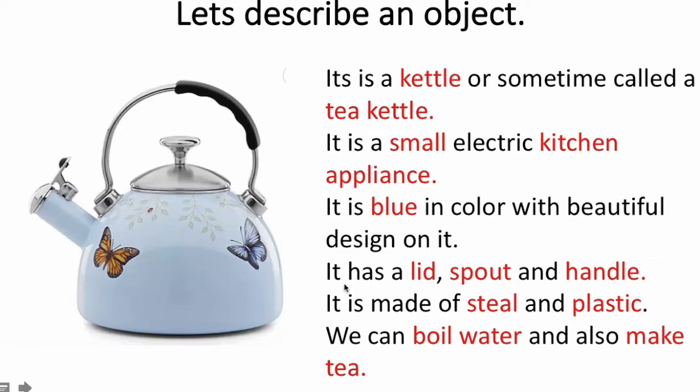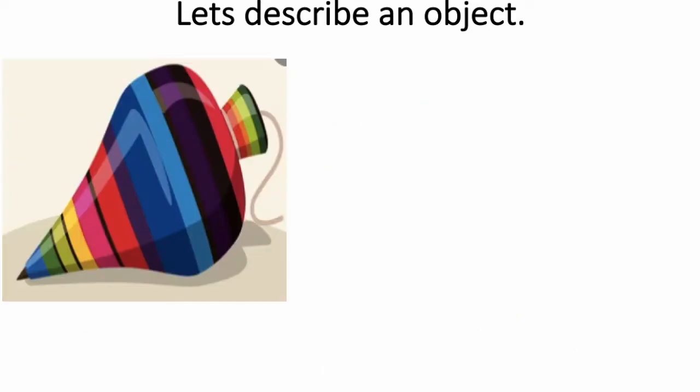Here I have added one point, material, which you should also ask from your kids. So let us revise. It is a kettle or sometimes called a tea kettle. It is a small electrical kitchen appliance. It is blue in color with a beautiful design on it. It has a lid, spout and handle. It is made of steel and plastic. We can boil water and also make tea. Such a lovely useful appliance. You can boil water and you can also make tea in it.